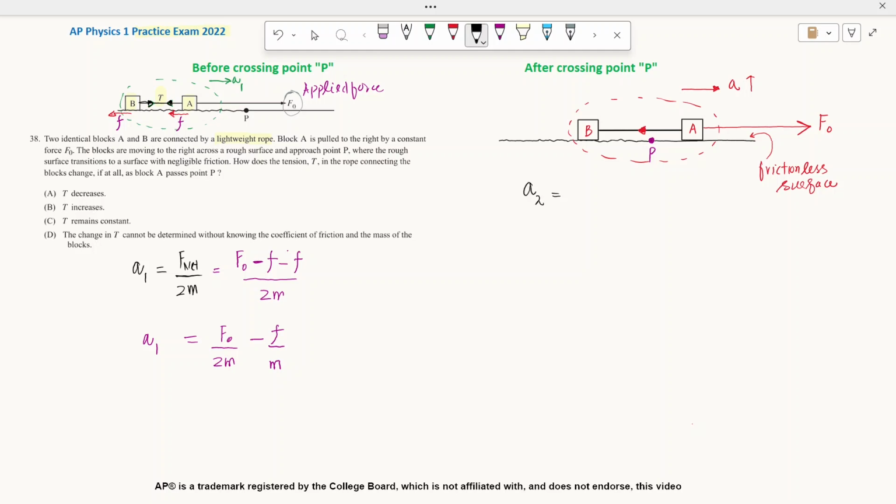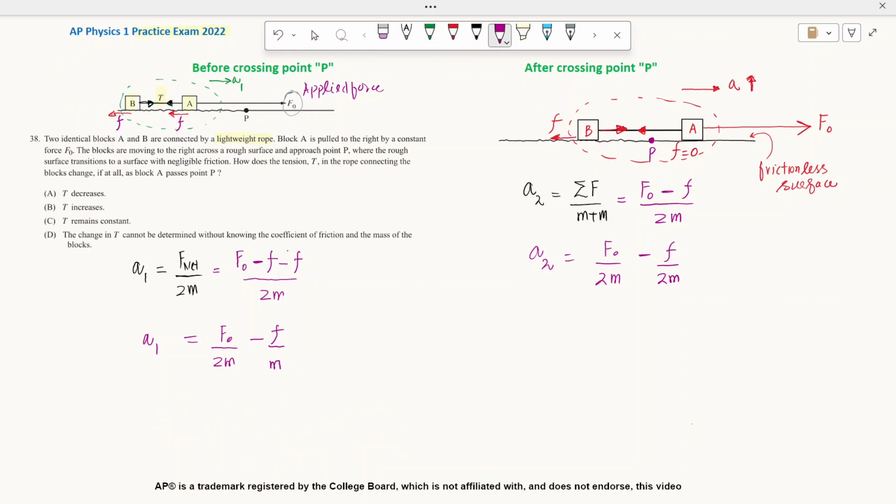Now what is the acceleration in this case? A2 will be equal to, once again, the sum of all forces divided by the sum of all masses, which is m plus m. Now dear students, at that point there is no friction on the block A, but there is still a frictional force exerted on the block B. So when we write the equation, we would say F0 minus F over 2m. So you see that A2 is equal to F0 over 2m minus F over 2m. That's exactly what I told you, that acceleration will increase, and you see that it has increased.